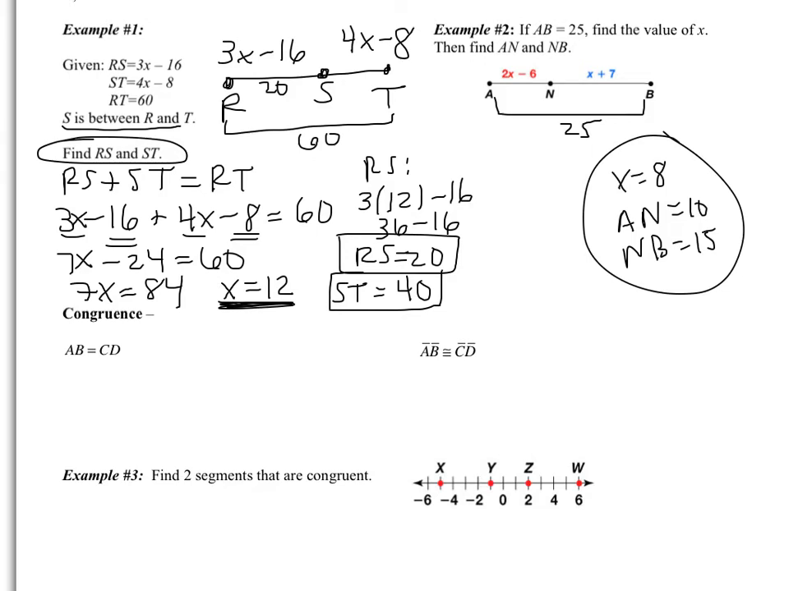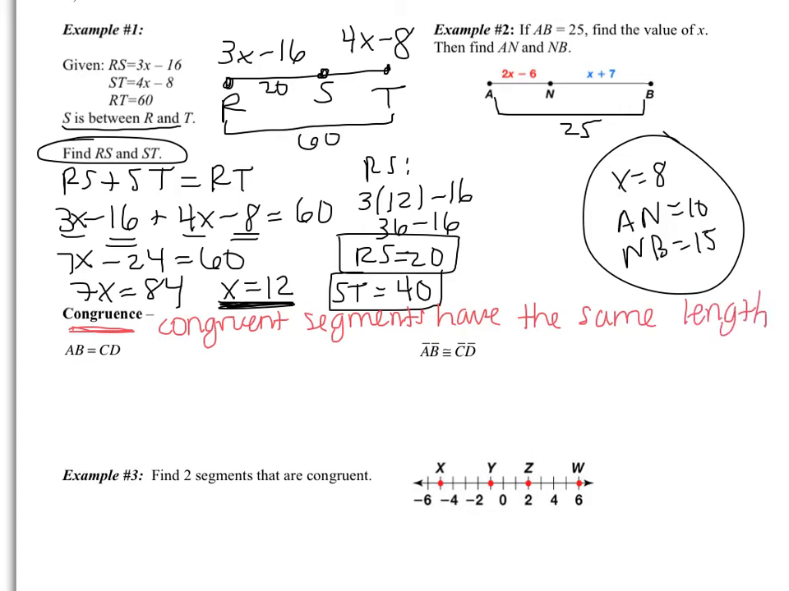Moving on, we are now talking about congruence. Okay, congruent segments have the same length. So segments we can measure in feet, inches, centimeters. If two segments are congruent, they have the same length. They're both 7 feet. They're both 12 inches. They're both 3 centimeters.